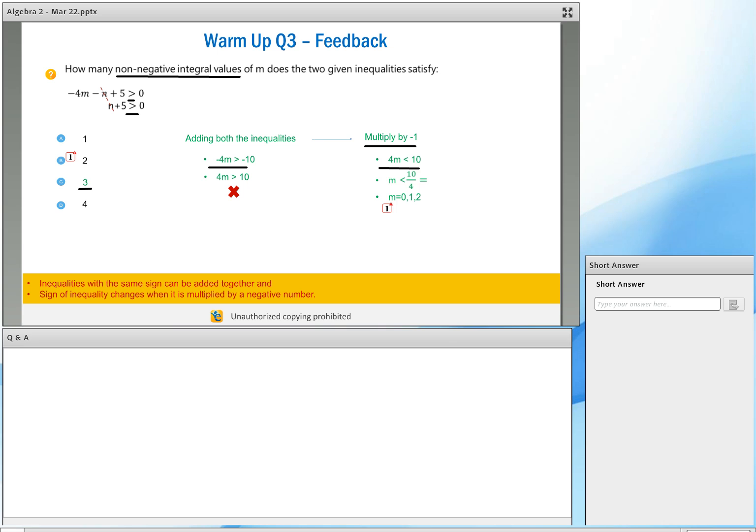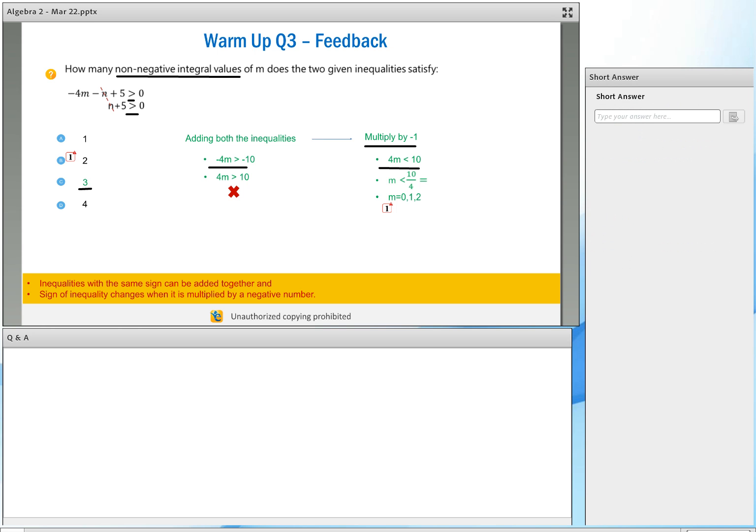What if the equations have different inequalities, or don't call them equations, call them inequalities? What if the inequalities have different signs? You actually multiply one of them with a negative number to equalize the signs. So the answer is a total of 3 values.